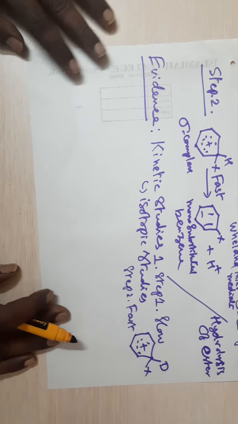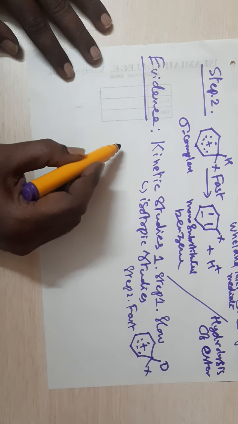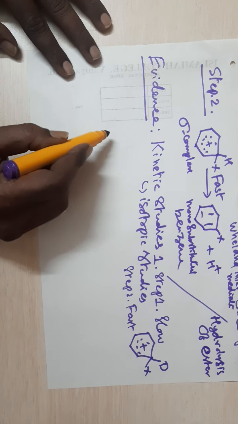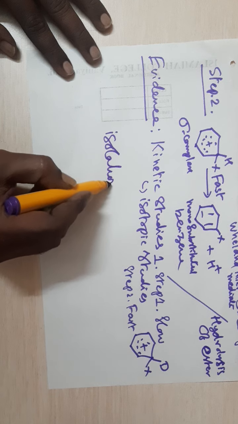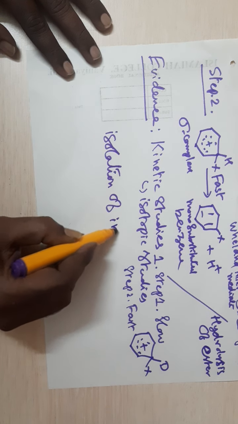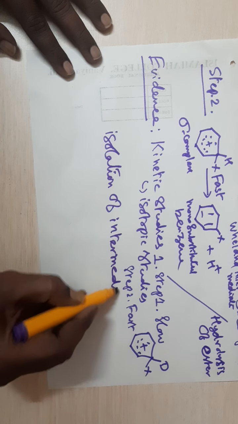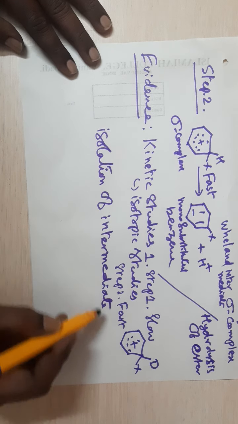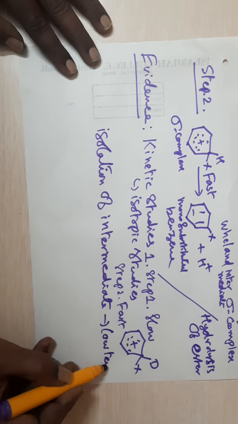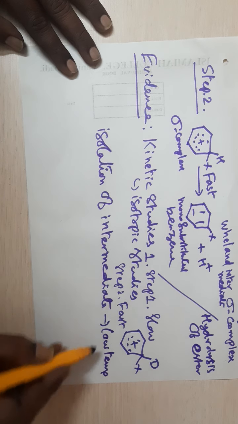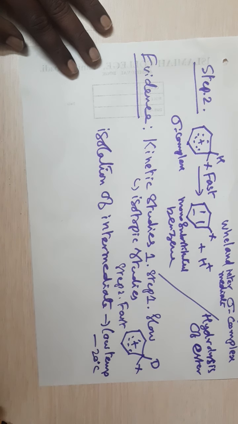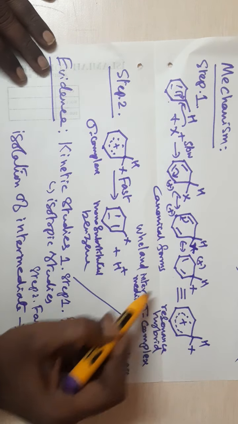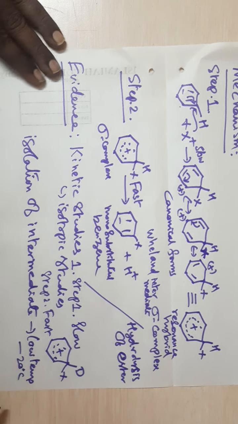Apart from this, you have another evidence from the structural aspect. You have a sigma complex, resonance hybrid or valent intermediate. Can the intermediate be isolated? Intermediates are reactive, but isolation is possible at low temperature, around minus 20 or minus 30 degrees centigrade. It is possible to isolate the intermediate, namely the sigma complex or resonance hybrid.